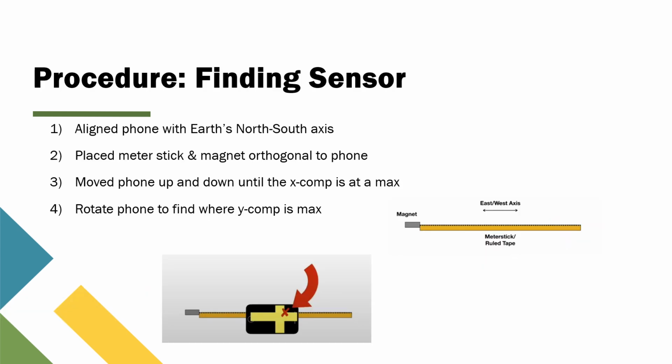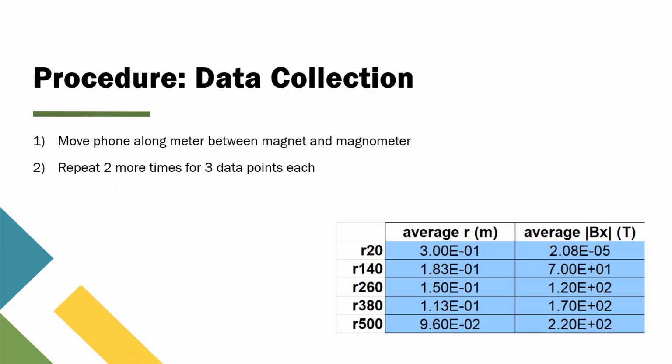Procedure. First we're finding the sensor. We align the phone with Earth's north-south axis. We place the meter stick and magnet orthogonal to the phone, and then we move the phone up and down until the X comp is at a max, and then we rotate the phone to see if the Y comp is max, and we place tape here, so now this is the axis along which we move it.